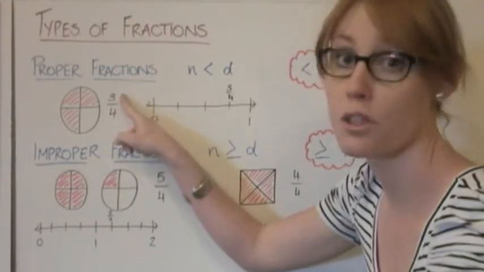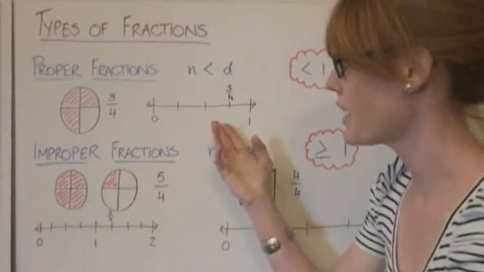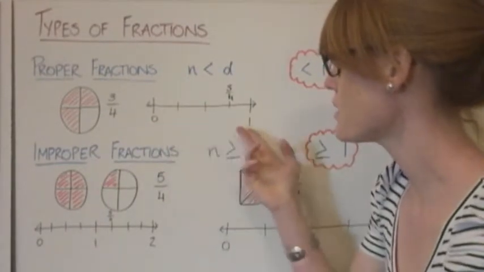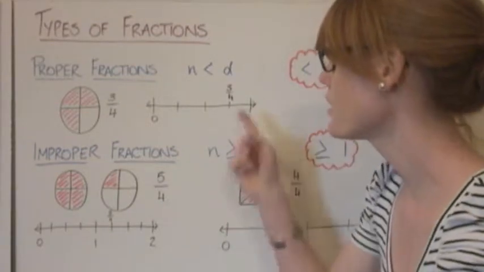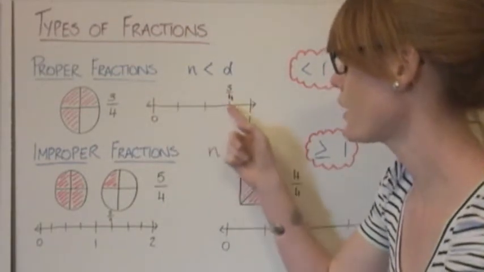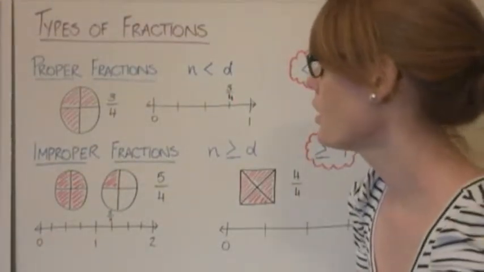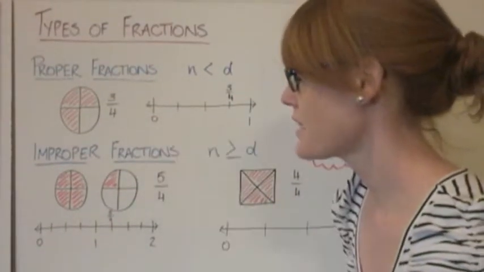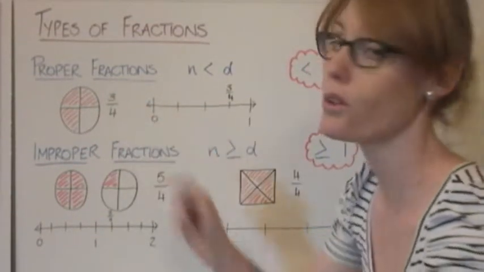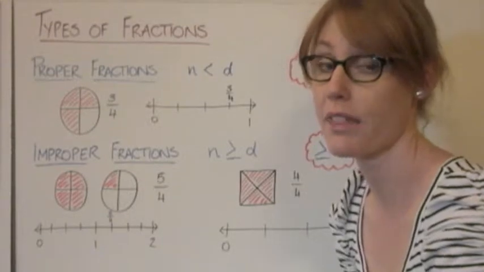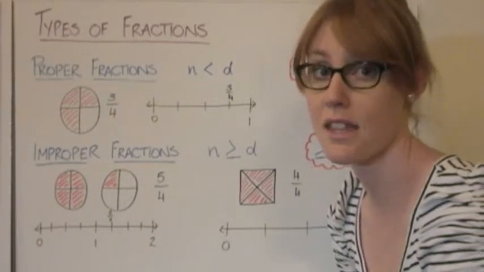And as you can see, the numerator is less than the denominator. On a number line example, again, between 0 and 1, we have divided it into 4 equal pieces, and 3/4 of the way along the number line would be here. As you can see in both of these examples, each model shows that 3/4 is less than 1, and that will be the way it is for all proper fractions, where the numerator is less than the denominator.